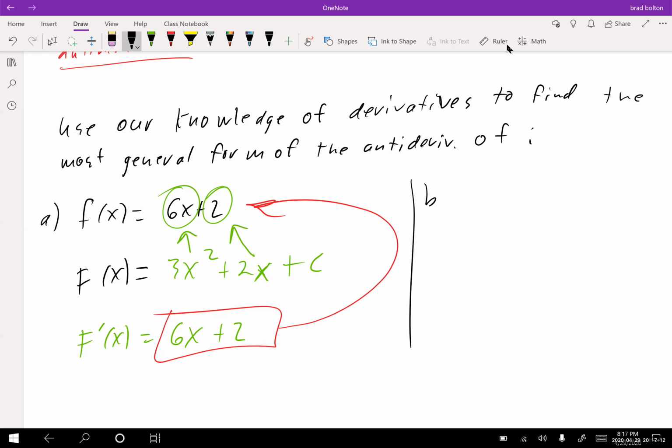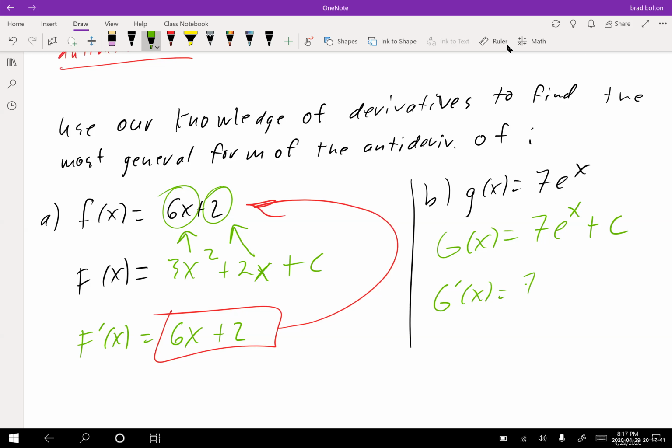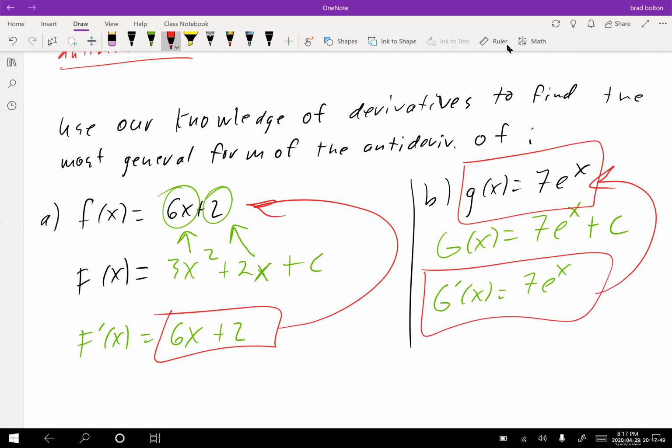Let's look at another one. Let's say g of x is equal to 7e to the x. Okay, so we want to find big G of x, the antiderivative. Well, if you take the derivative of e to the x, what do you get? E to the x. So then the antiderivative will still be 7e to the x plus c. Now, how do I know I'm right? Let's find g prime of x. So this would be 7e to the x plus 0. And once again, we notice that this matches that.